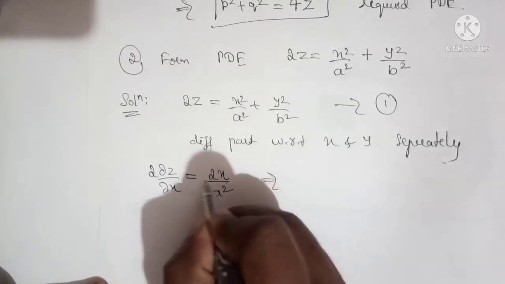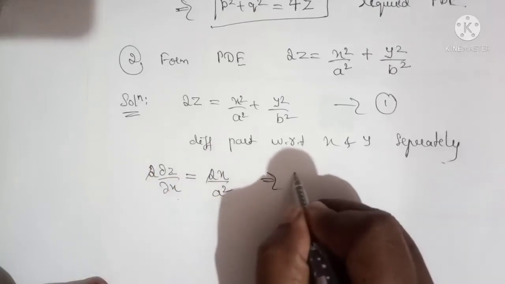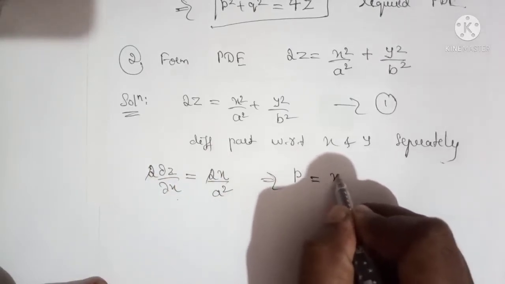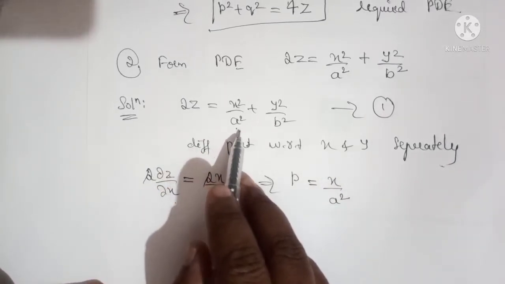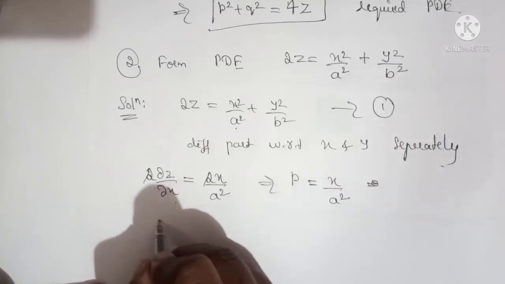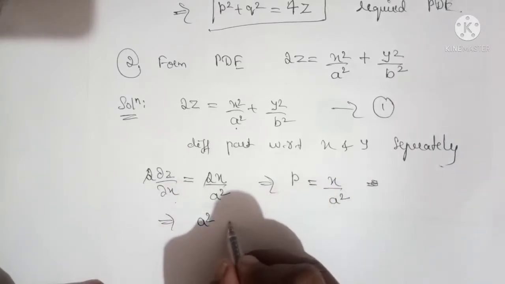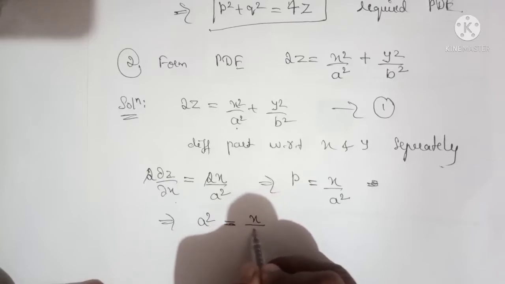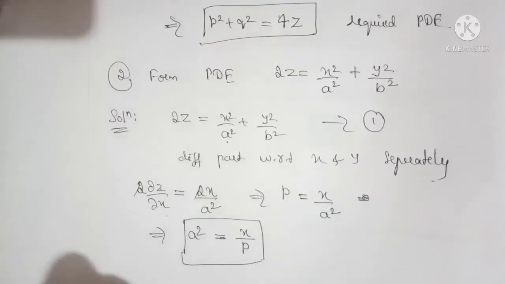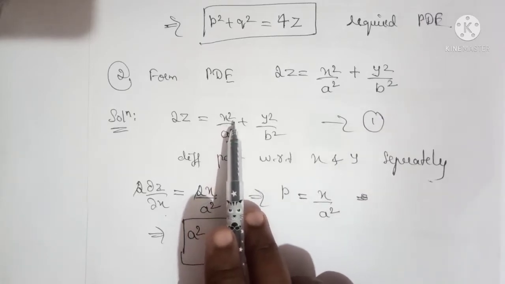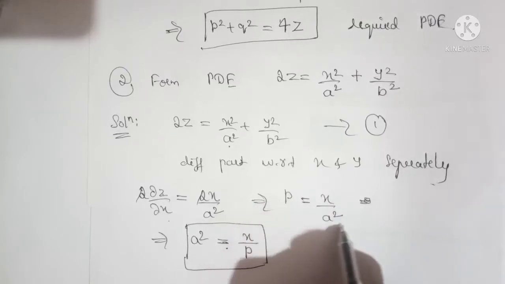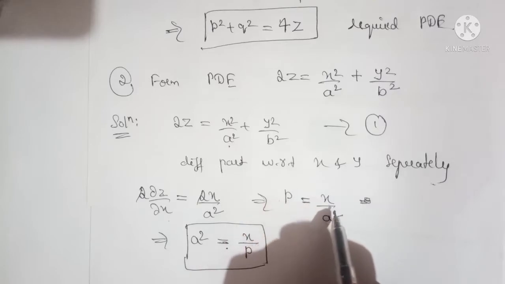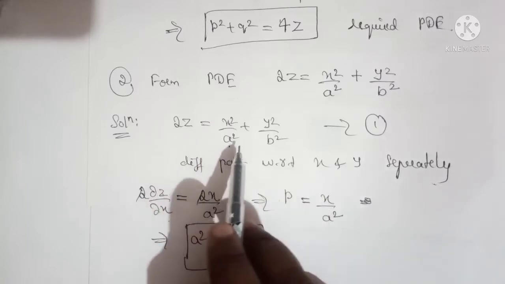Further, it can be written as 2 gets cancelled. Dou z by dou x value is p, which is equal to x divided by a square. Here we have a square term, so we simply separate this a square value. A square is equal to x divided by p. In the given equation it is x square by a square, so you can multiply this term by x, and we get xp equals x square divided by a square. So the complete form in equation 1.